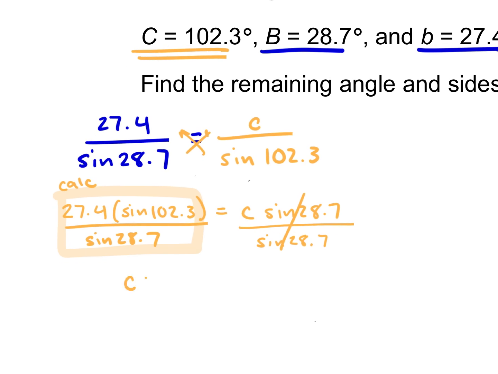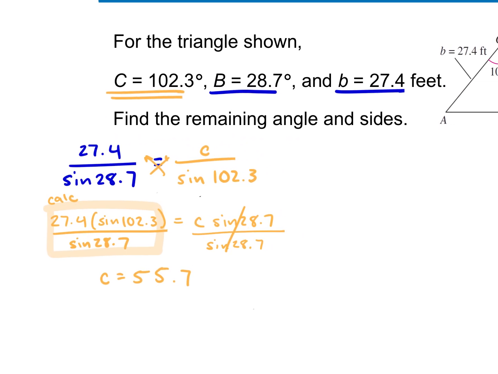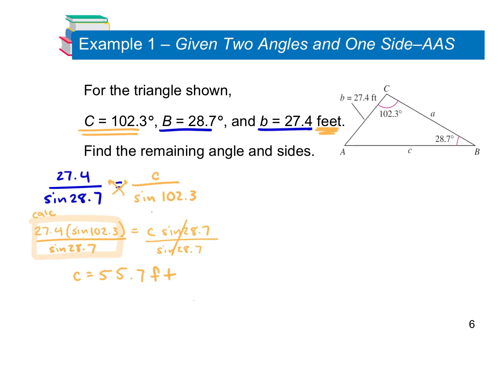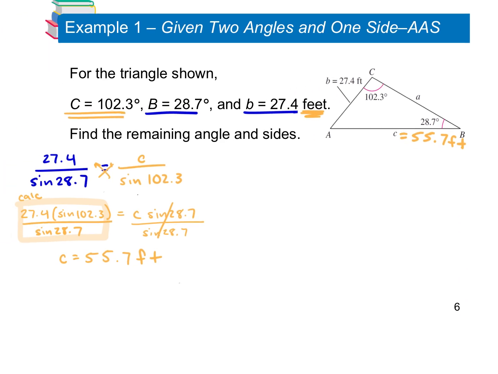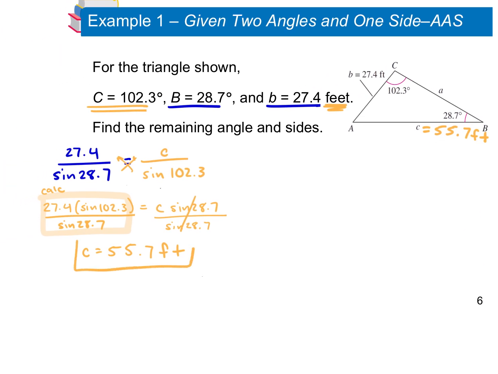So you should get C equals 55.74, so I'll just call it 55.7. 55.7 what? What unit are we talking about here? Feet, awesome. It gives us feet, so this will be feet. So side C is 55.7 feet. So this is our first answer.